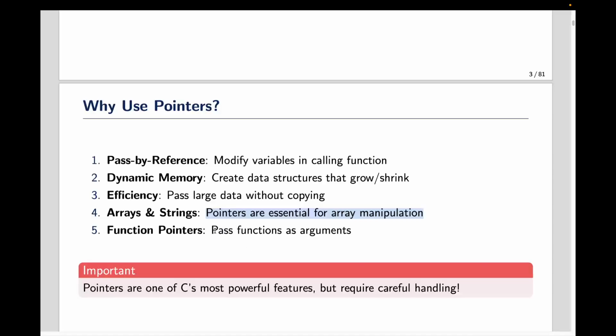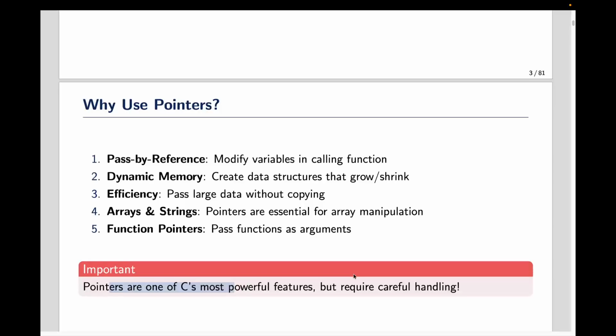Function pointers, as I told you, let you pass functions as arguments. Now, this is very important. At present, I can't give you an example, because this is very important, and that's why I have bifurcated this into three parts. And pointers are one of the most powerful features, but they require very careful handling. This is very important, because you are handling the memory addresses of your RAM.